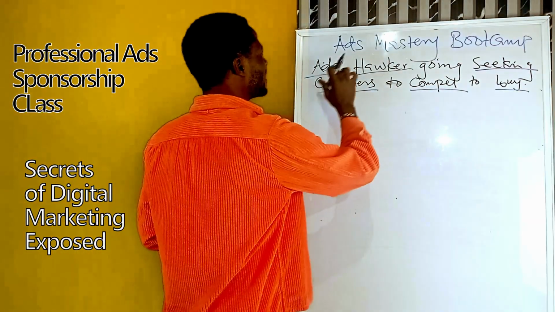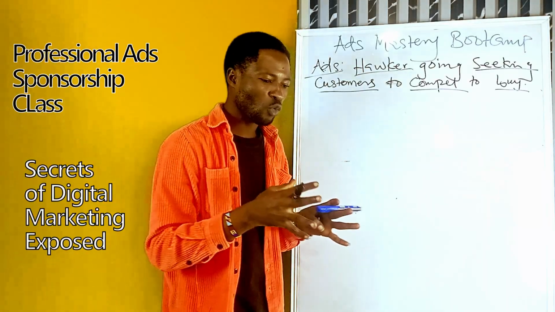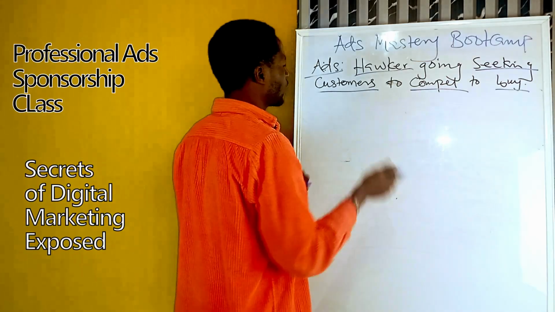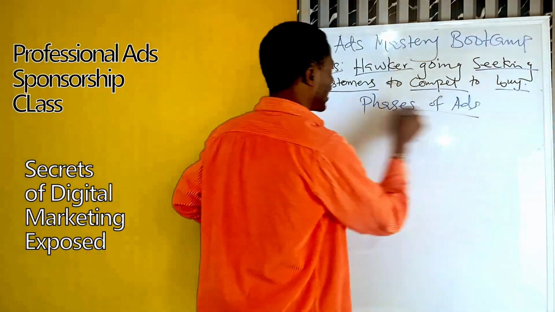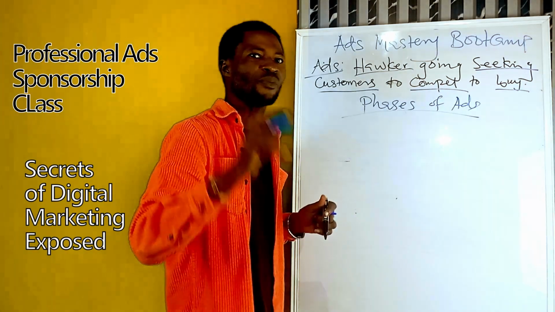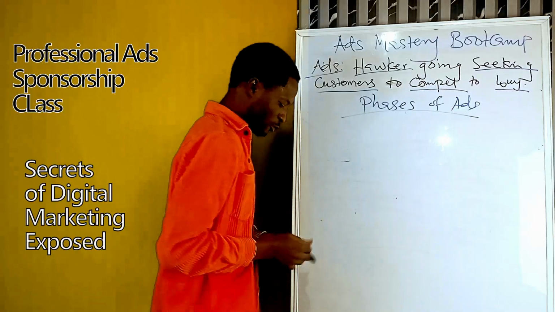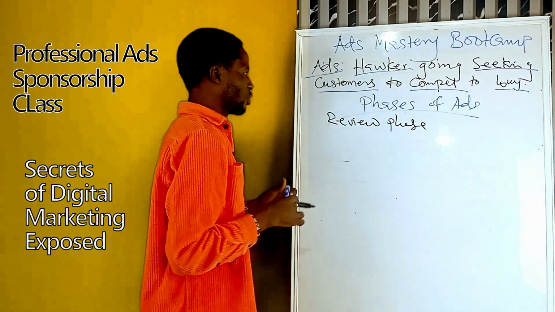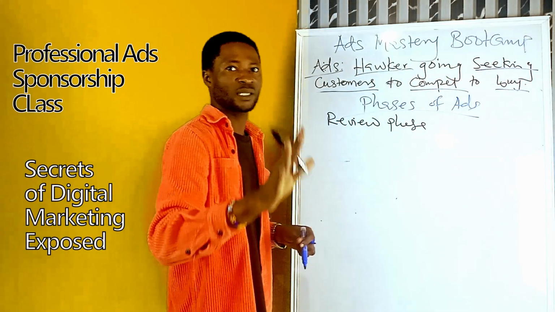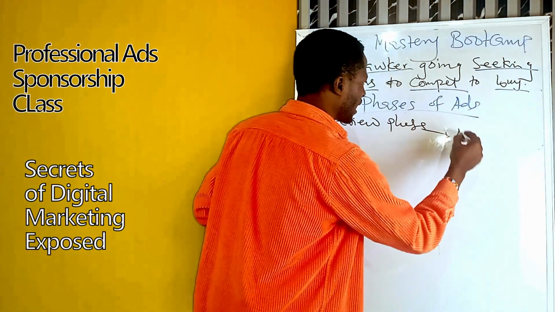And when you have this proper understanding of how ads actually work, you'll be able to know what to do at each point. So, for instance, we talk about the phases of ads. That means the steps that your ads go through before you can actually make money from it. So the first step is the review phase. This is the phase where the algorithm checks whether you meet the standards, whether you are not violating any rules of the algorithm. Then the next phase, we have what we call the active phase.